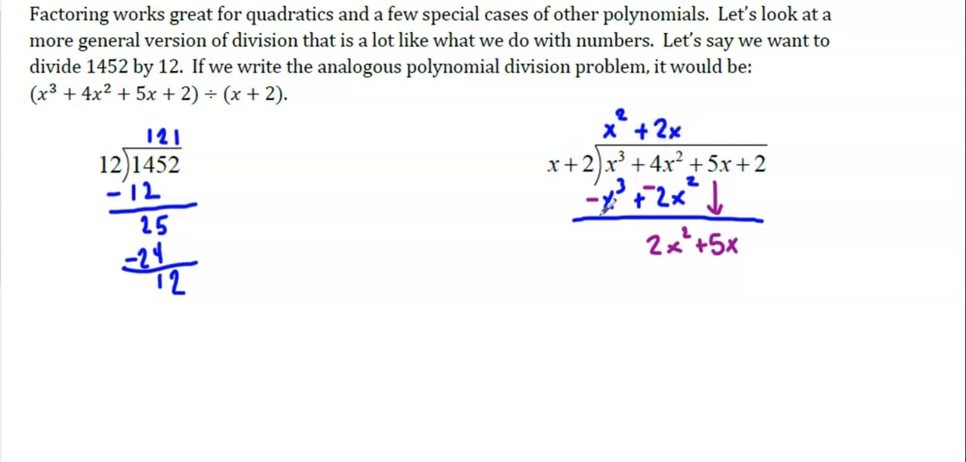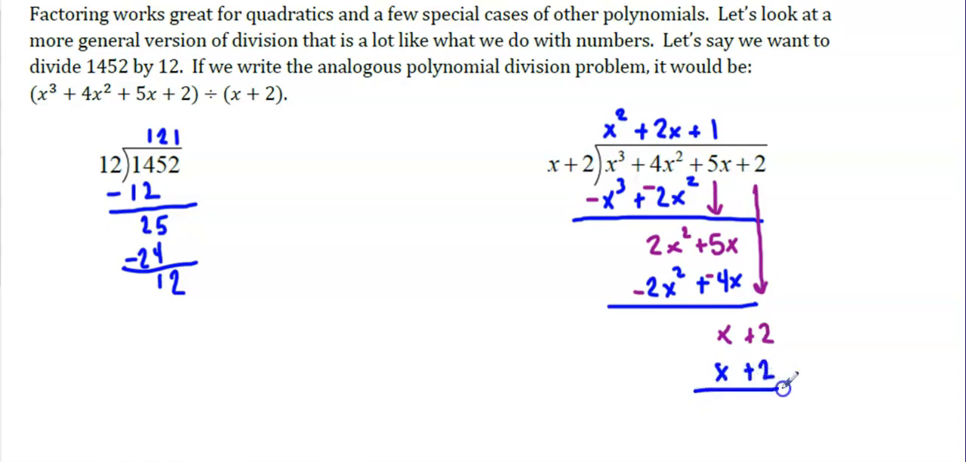So 2x times x gives me 2x squared. 2x times 2 gives me 4x. Now I subtract. 2x squared minus 2x squared, good, those are supposed to cancel. And 5x minus 4x gives me an x, and I'll bring down this 2. x times 1 gives me x, so I'll put plus 1. And then 1 times x is x, and 1 times 2 is 2. So when I subtract, I get 0.